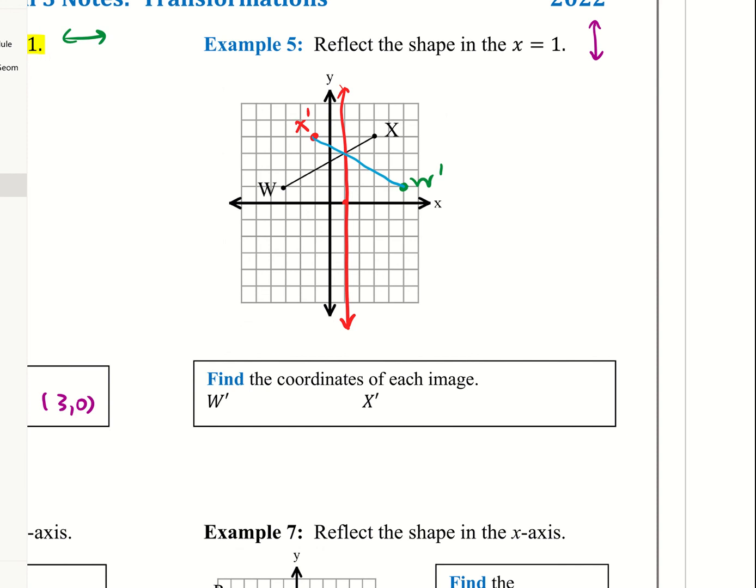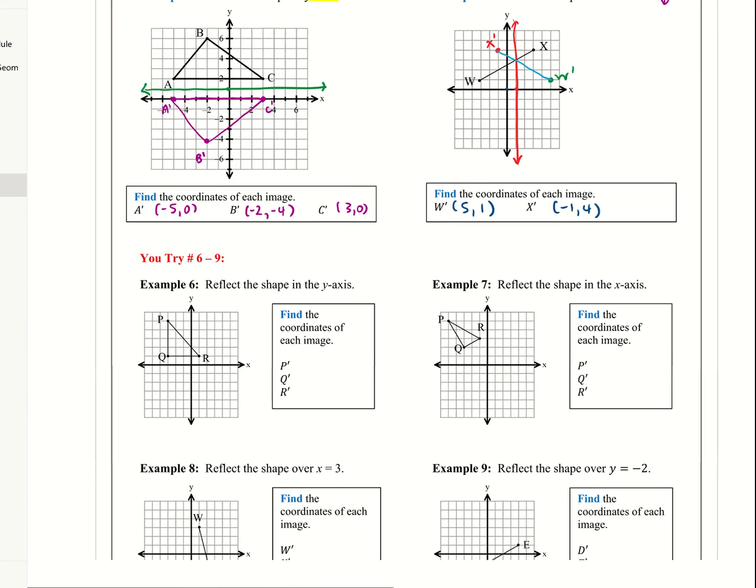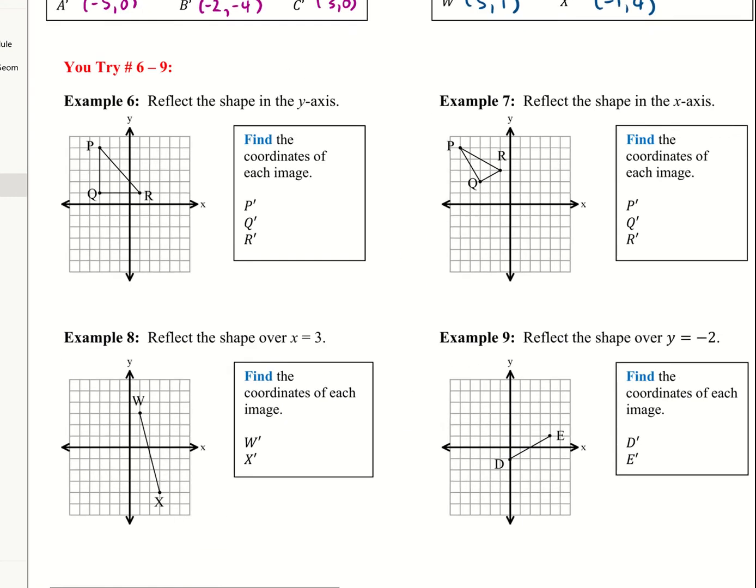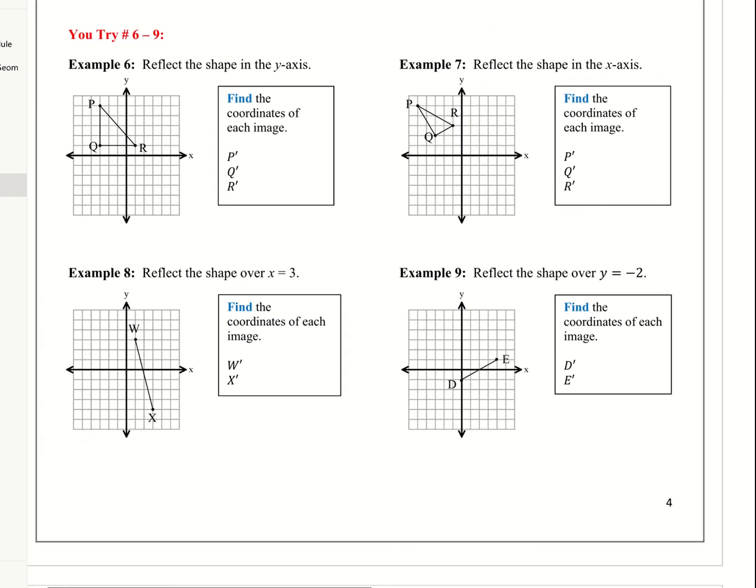And then what are the coordinates? Well, X prime is at (-1, 4), to the left 1, up 4, opposite of slope when you're naming points. And X prime, oh, that was actually X prime, sorry. And then W prime is from the origin, 1, 2, 3, 4, 5 over to the right and up 1. So I'm going to pause the video. You try the next 4, and when you're ready, you can restart and compare.